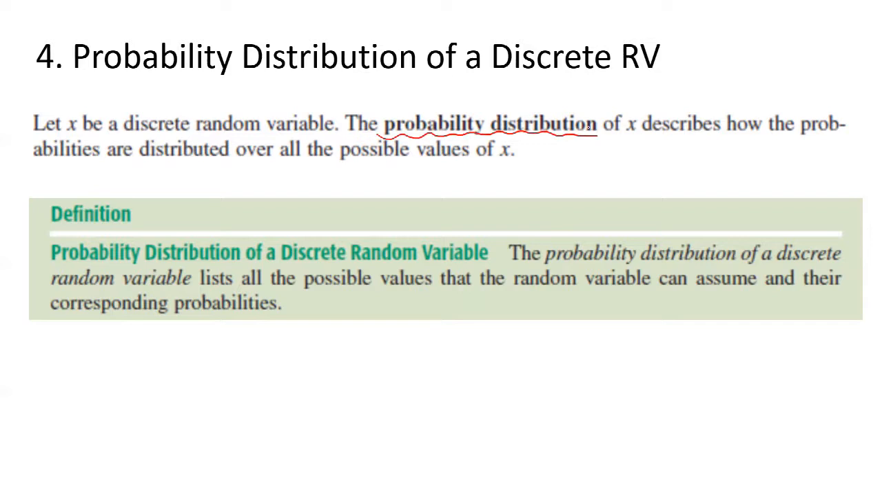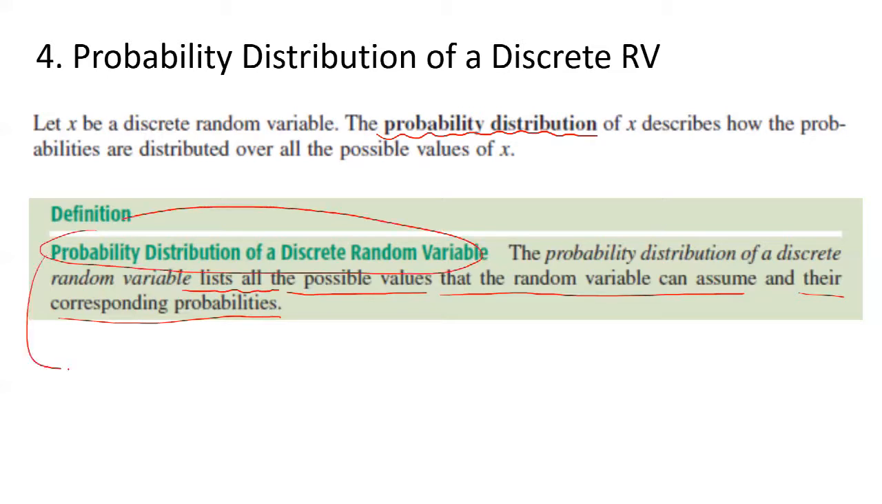Probability distribution of x describes how the probabilities are distributed over the possible values of x. The probability distribution of a discrete random variable lists all the possible values that the random variable can assume and their corresponding probabilities. Okay, pay attention to this sentence. Lists all the possible values that the random variable can assume and their corresponding probabilities. So basically, the probability distribution of a discrete random variable is actually a table, right?